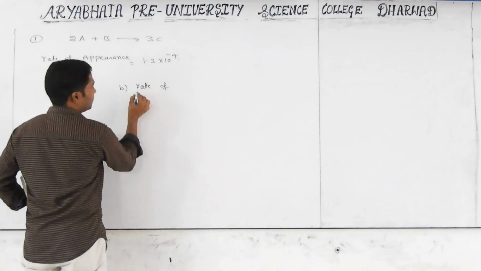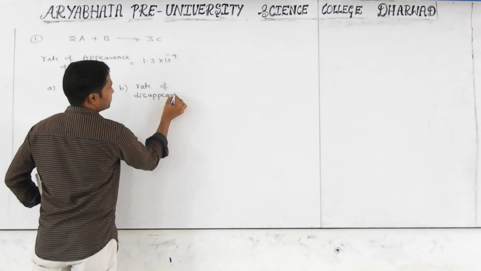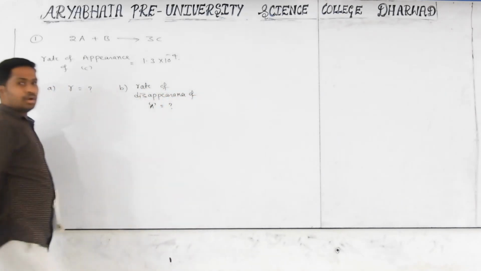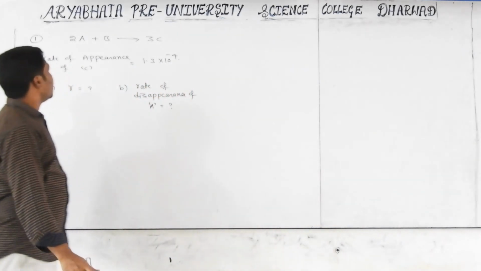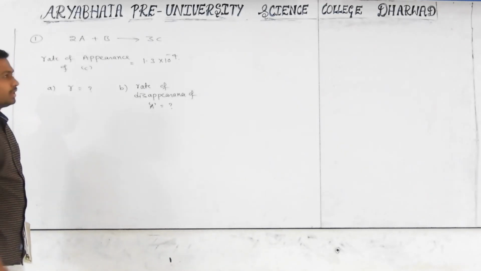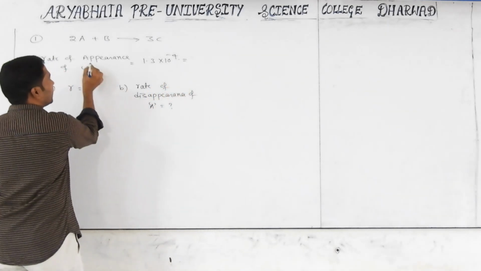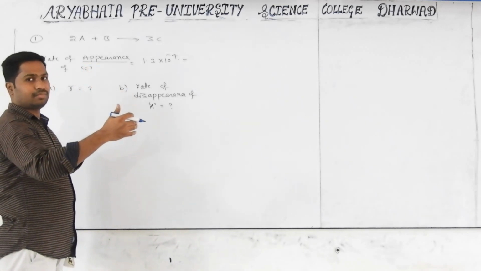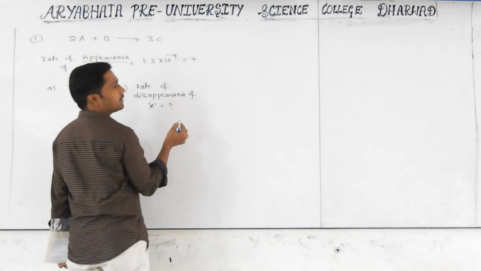Rate of disappearance of A is asking. This is also a very important question, you have to see very carefully. First of all, see 2A plus B gives rise to 3C. The rate of appearance of C is given. Appearance means formation. Formation means is it a product? Yes. So can we write it with a positive sign? Yes.